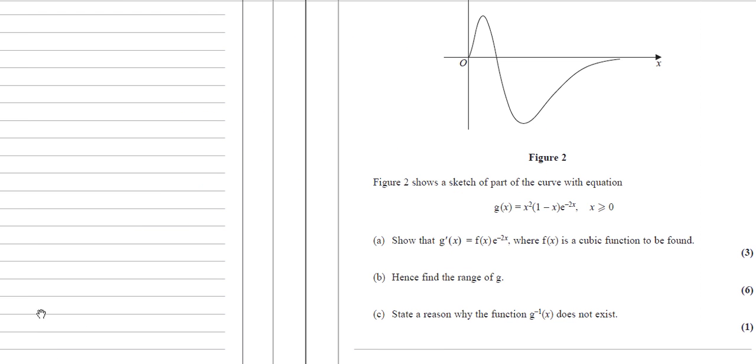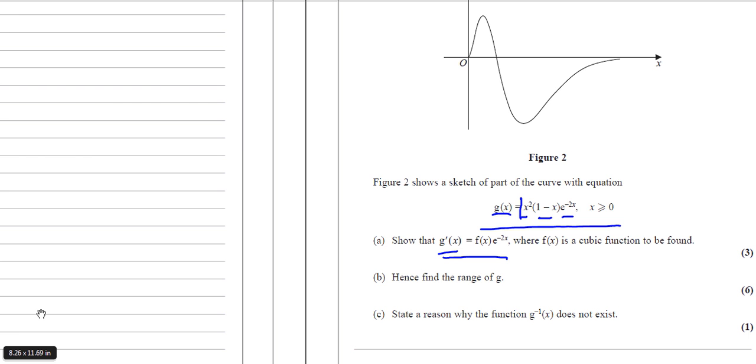However, the equivalent question on the 2015 paper wasn't nice. So to start off with, we've got show that g dashed of x equals some function of x times e to the minus 2x, when we've got this here. So if we've got g of x and we've got to find g dashed of x, that means we've got to do differentiation. So what we've got here is a function times a function times a function, and we haven't come across that before.